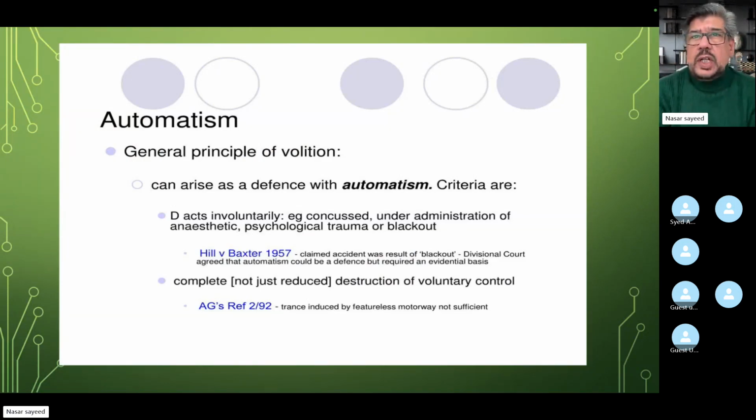Another phenomenon which for a long time I also believed is an epileptic phenomenon, temporal lobe epilepsy, is automatism. Automatism is a general principle of volition. It can arise as a defense with automatism. The defendant acts involuntarily, concussed, under administration of anesthesia, psychological trauma, or blackout. And it can be complete destruction of voluntary control.